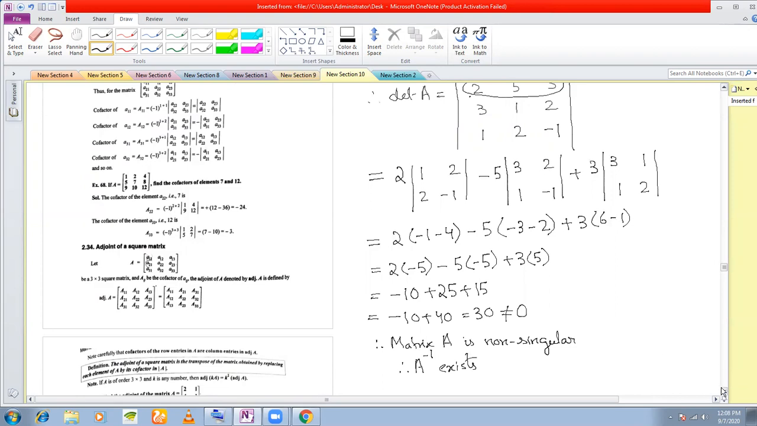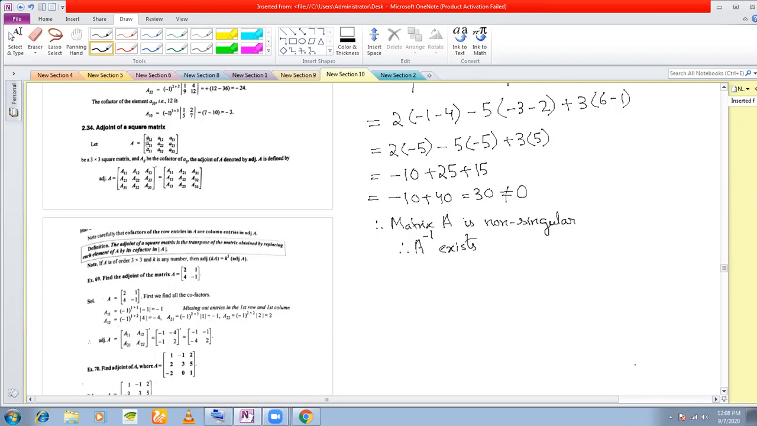Now we'll proceed to find out A inverse. What is A inverse? What is the definition of A inverse? A inverse is equal to 1 by det A into the adjoint of A, isn't it? Yes, sir. This was the definition of A inverse.